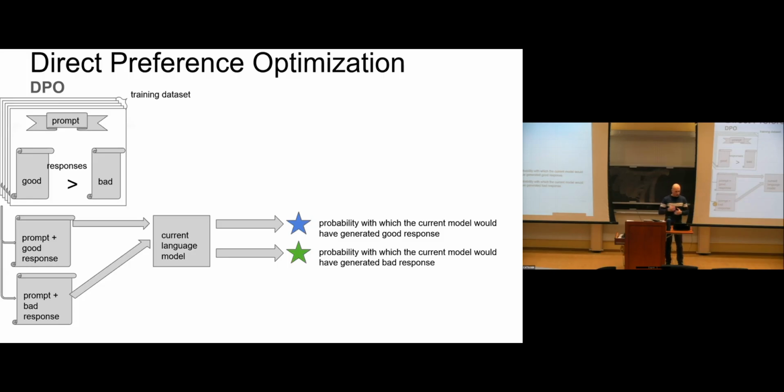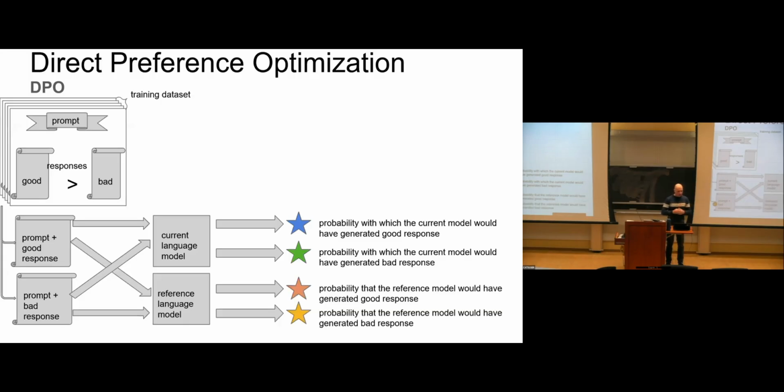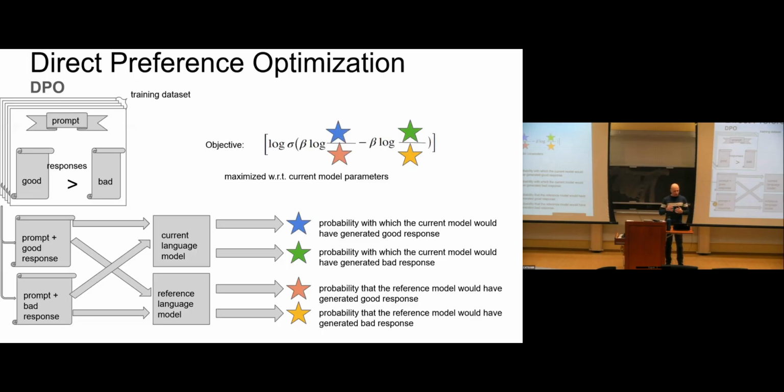So those are going to be the blue and the green values on this demonstration, and then we can have a reference language model that is also going to provide similar estimations of how likely that reference model would have generated those specific good and bad responses. And then we can plug those into the overall objective of essentially comparing the probabilities, right? And we are going to maximize this overall objective in a supervised learning fashion with respect to the current model parameters. That's the overall framework of what happens down the line.